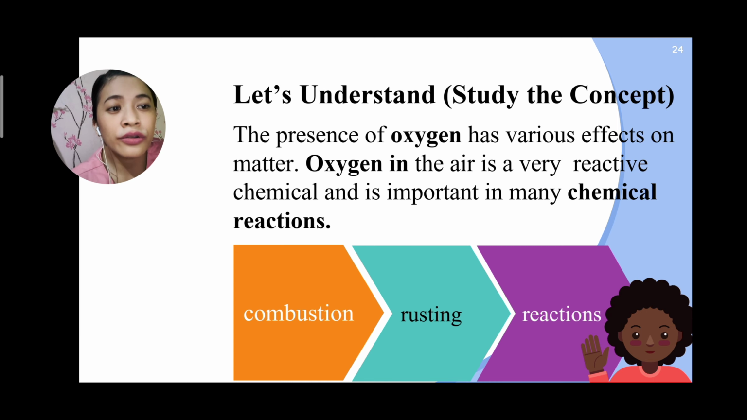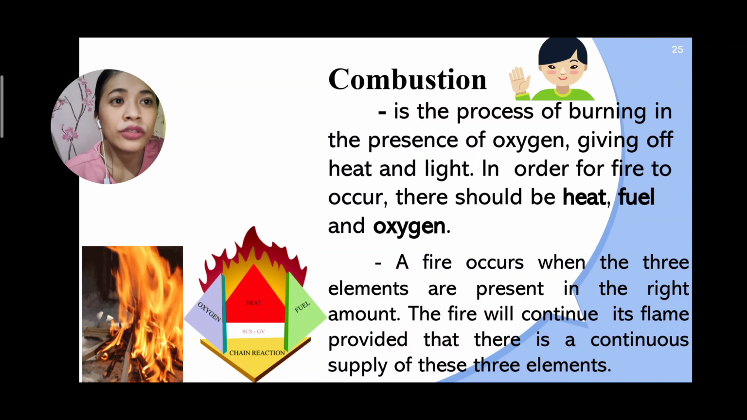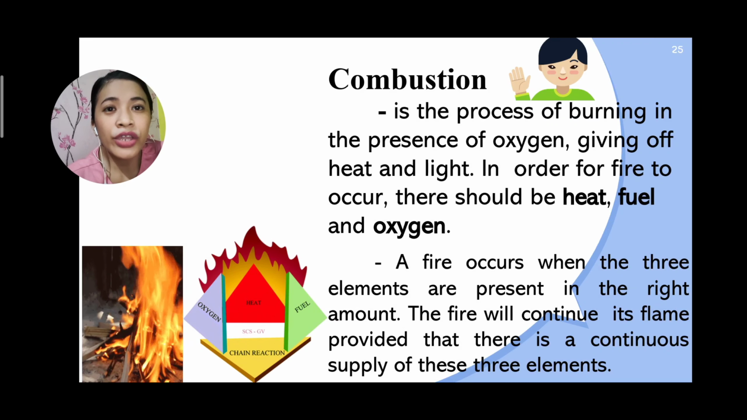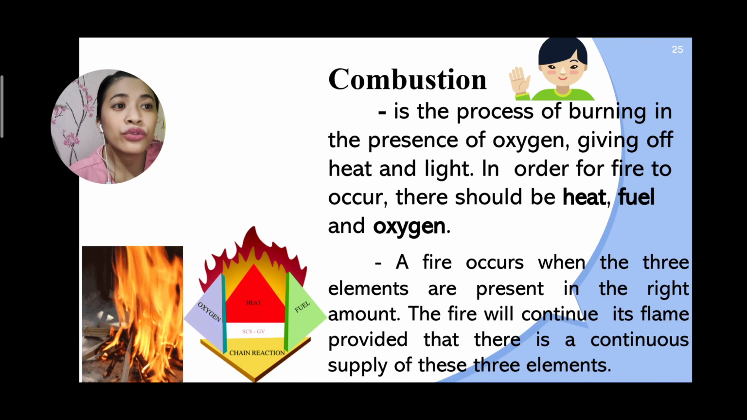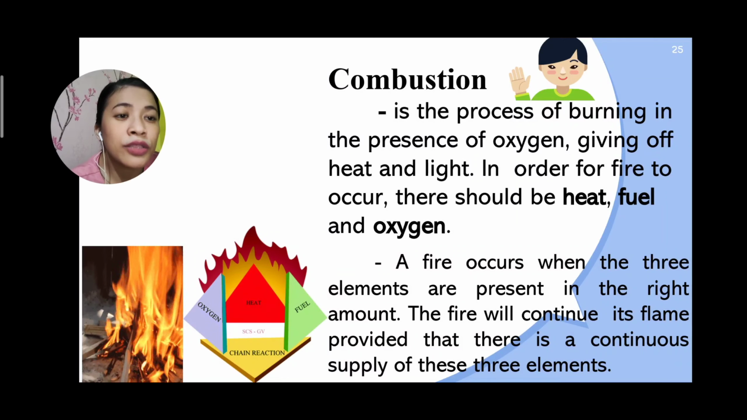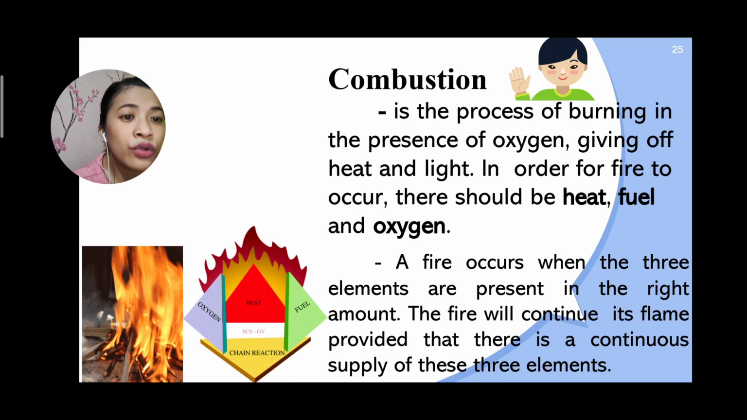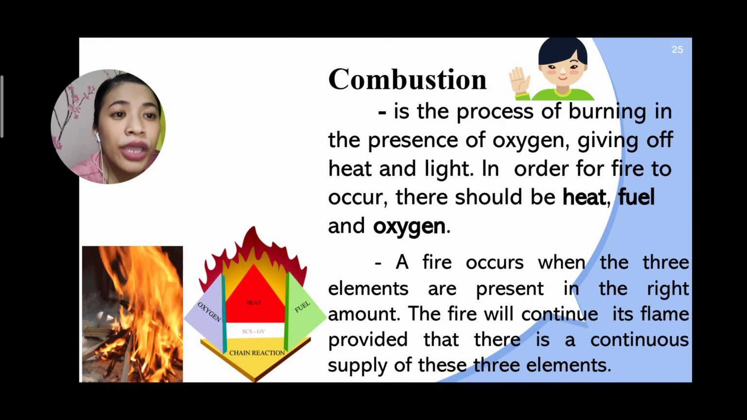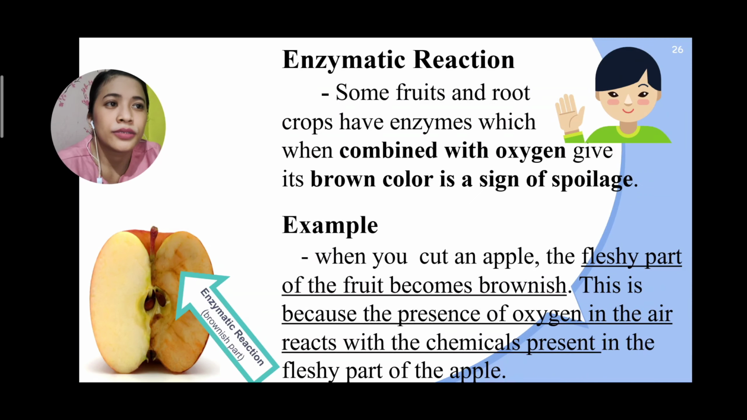Let us first discuss combustion. Combustion is the process of burning in the presence of oxygen, giving off heat and light in order for fire to occur. A fire occurs when 3 elements are present in the right amount. The fire will continue its flame provided that there is a continuous supply of these 3 elements. Those 3 elements are oxygen, heat, and fuel.